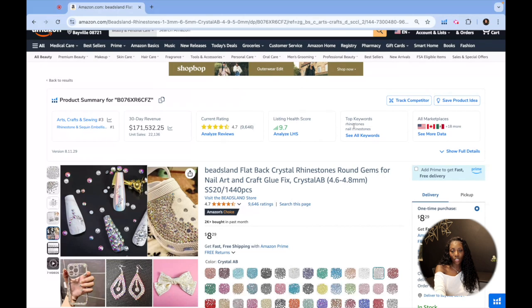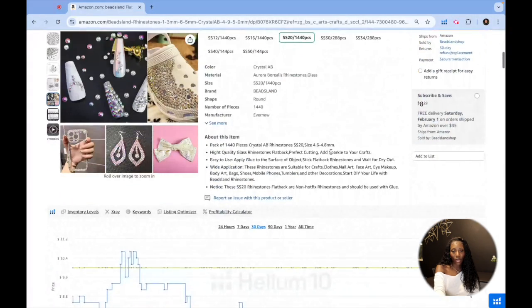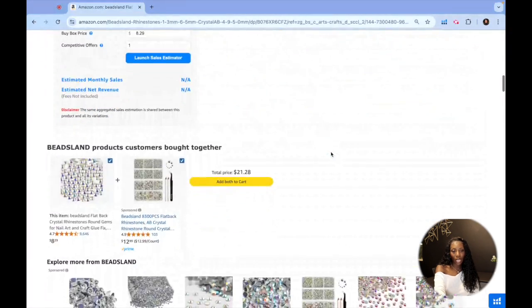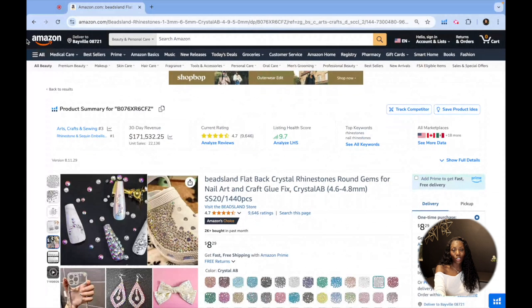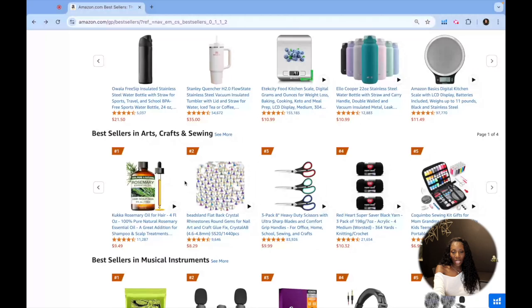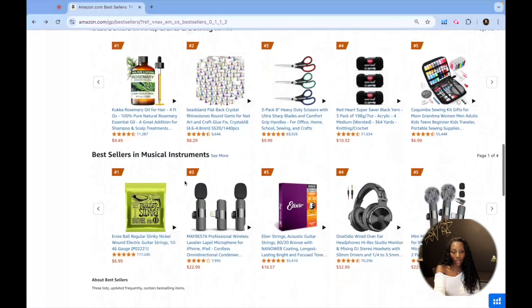We can see the keywords for this: rhinestones, nail rhinestones. I'm not going to click on it, but you guys get the idea. And these are the other marketplaces. So definitely an interesting product, and it just goes to show that you can sell anything on Amazon and make money doing it. So let's go ahead and look at another category.